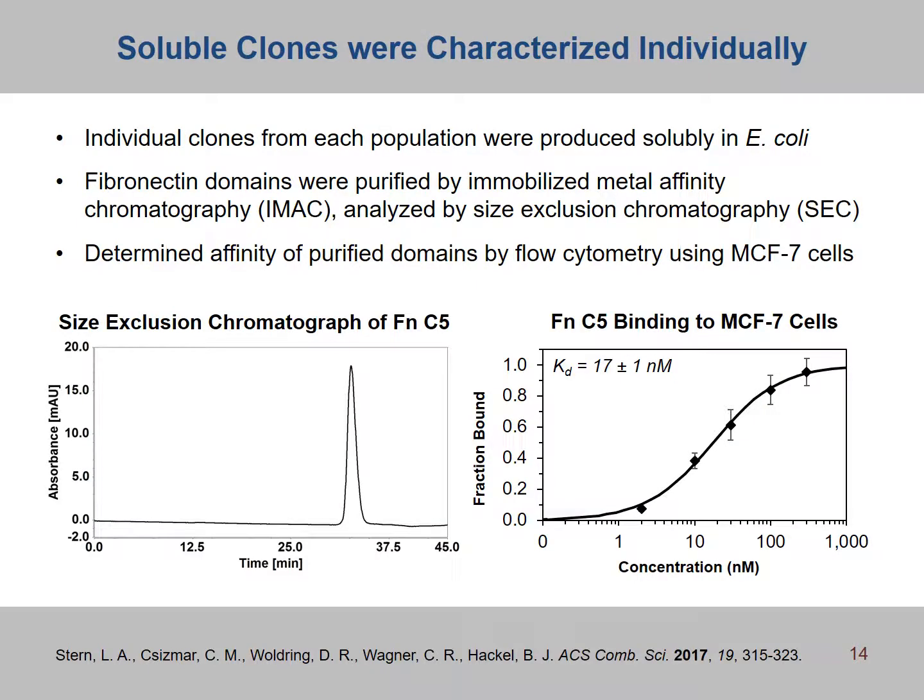To characterize this effect further, we then sequenced, expressed, and purified a number of individual clones from each of the 3 populations. As indicated by the representative size exclusion chromatograph, the clonal ligands exist as monomers. We also titrated the affinity of each clone against cellular EpCAM using the MCF7 cells, and the binding curve for one of the high affinity clones is shown here, with a KD of about 17 nanomolar.